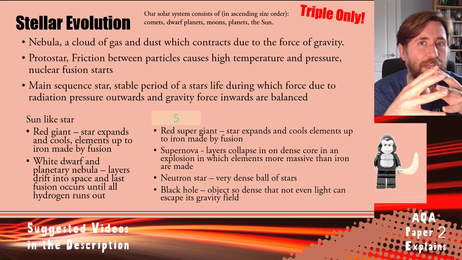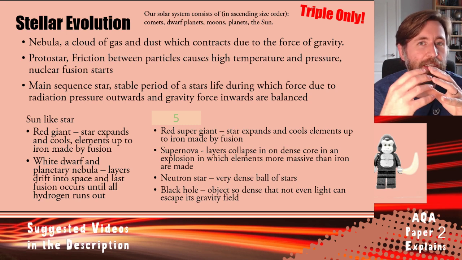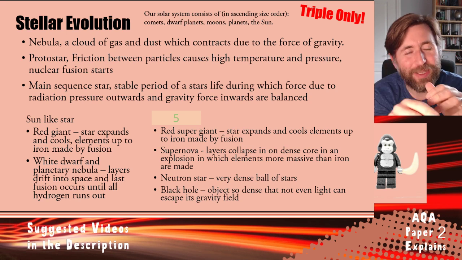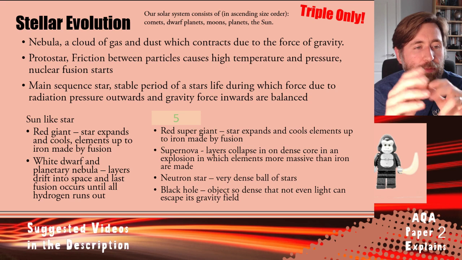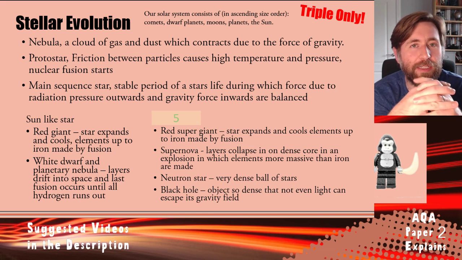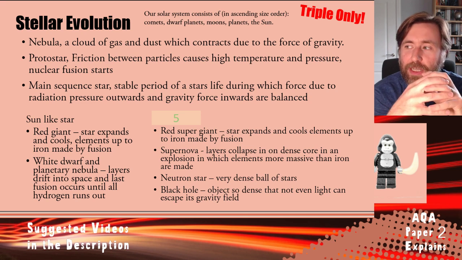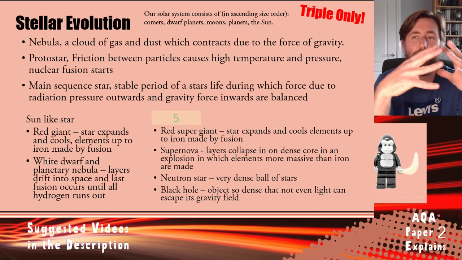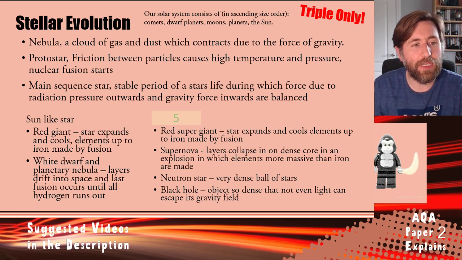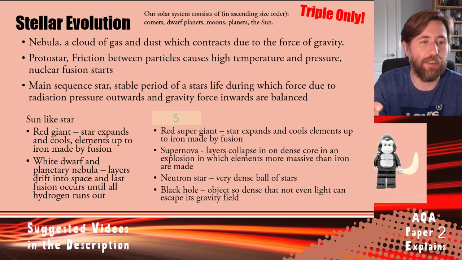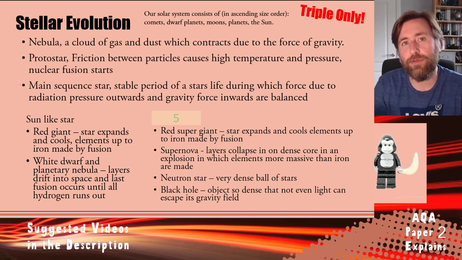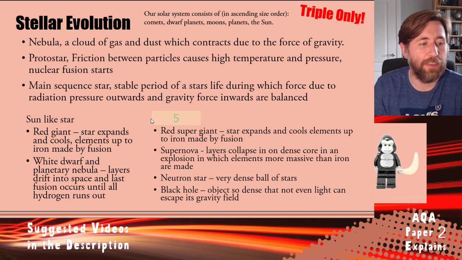And we're making extra elements at this point. We're doing helium fusion, helium and helium into whatever number four is on the periodic table. But we're making things up to iron, but no more than iron. And then after that, you get a white dwarf and a planetary nebula. That's when the outer layers of the red giant just expand out, drift out into space, we often say. And last fusion occurs until all the hydrogen runs out and the white dwarf will eventually become a brown dwarf, and no more fusion, no more light.